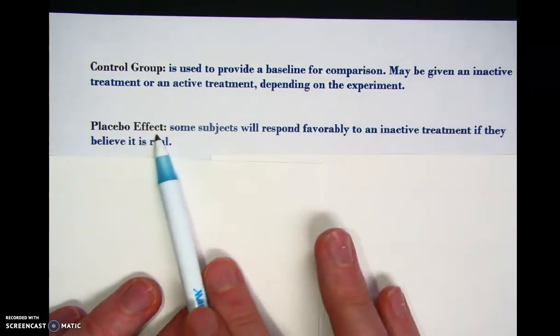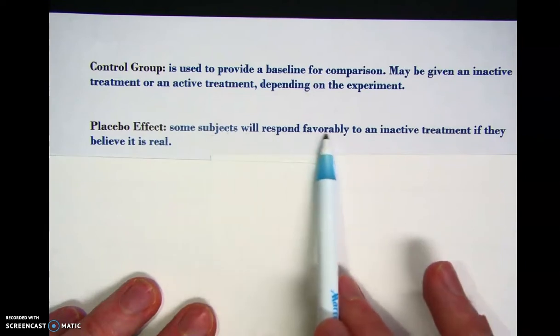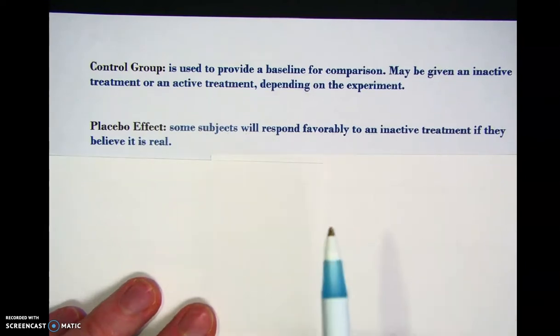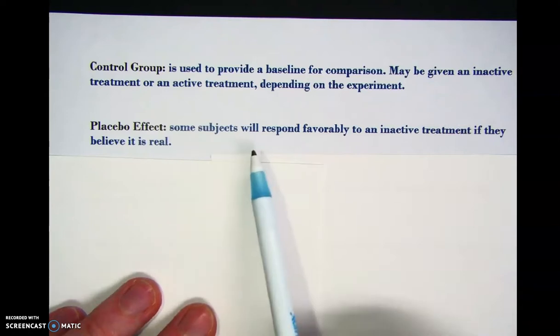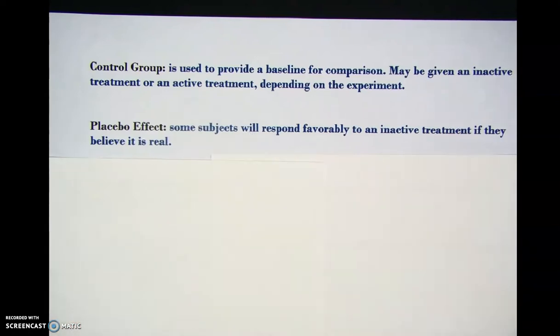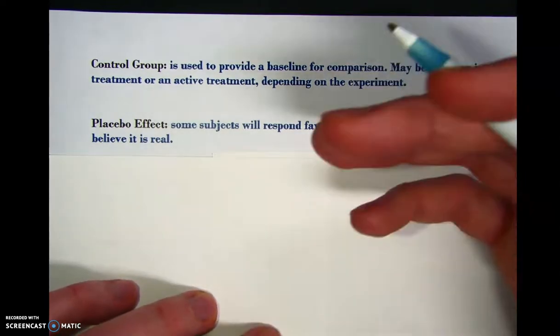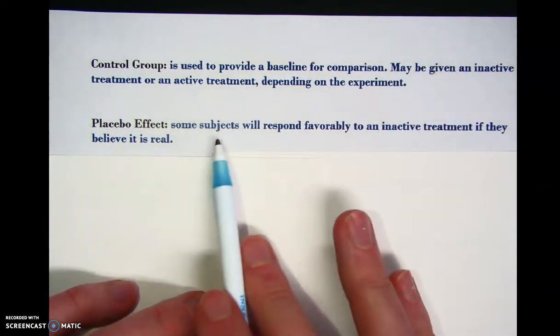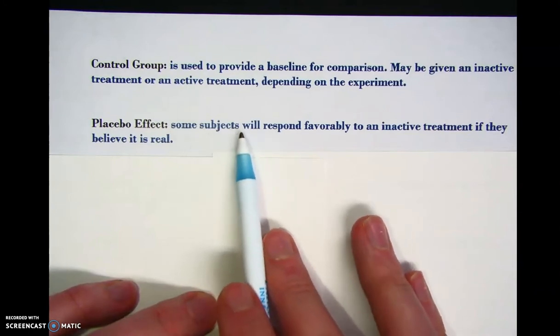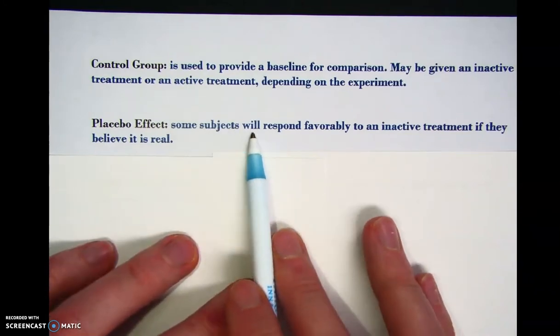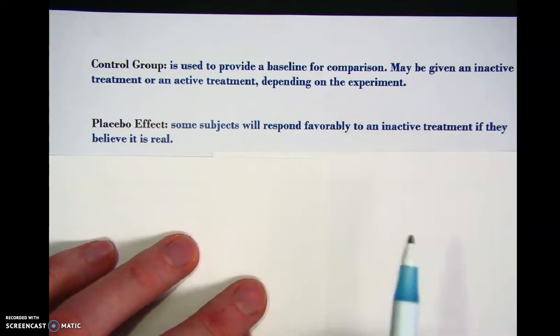The reason that's important is that subjects will respond favorably to an inactive treatment as long as they believe it's real. So if we give someone something and say, this is an anti-inflammatory, a pain medication, something like that, a lot of patients will start to feel better even if it's nothing at all. So even if people are not receiving a treatment, they need to get a placebo so that we make sure that our treatment does better than simply giving someone a placebo.